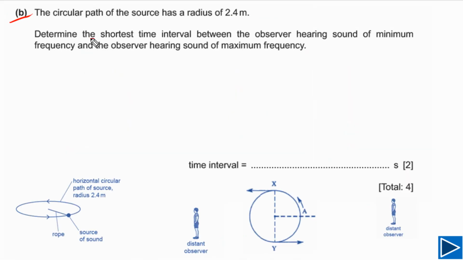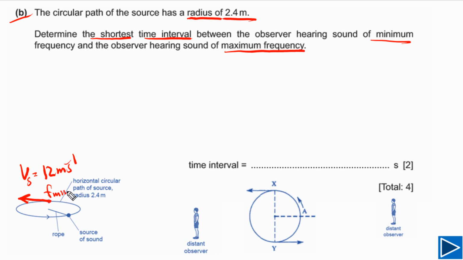For part B, the question is asking us to calculate the shortest time interval between the minimum and maximum frequency observed by the listener. It is given that the source is moving in a circle and the radius of the circle is 2.4 meters. The speed of the source, given in part A, is 12 meters per second, and the source is moving at a constant speed. Let's try to understand when the frequency is minimum. Frequency is minimum when the source is directly moving away from the listener. So we can say frequency will be minimum at this point. And frequency will be maximum when the source is moving directly towards the listener.